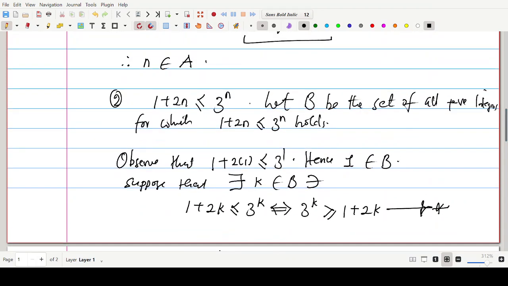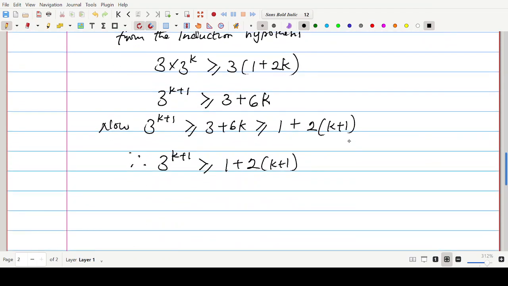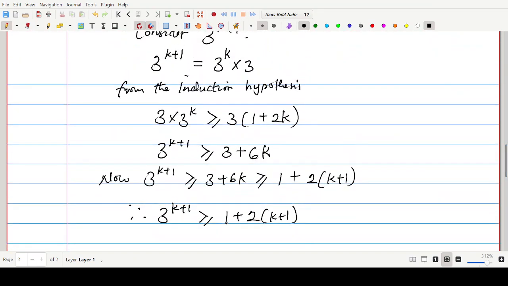In the original problem, we had to prove that 1 plus 2n is less than or equal to 3 to the power of n. This is the same assertion with k plus 1. In the place of n, we are putting k plus 1. That means the assumption that the statement is true for some k has established that the statement is also true for when the number is k plus 1.